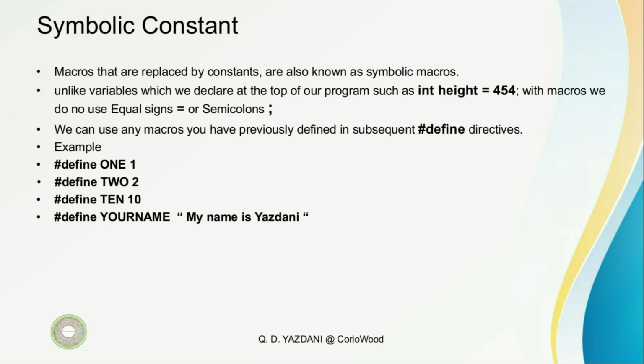You can put a literal string: #define your name, and in my case I put my name, Yazdani. Every time C++ encounters your name, it substitutes whatever is written in the literal string. So you can put a cout. In our case we put 1, and it displays 1, then a space, and it displays 2. We put 1 plus 2 is equal to, and it displays 3 here.